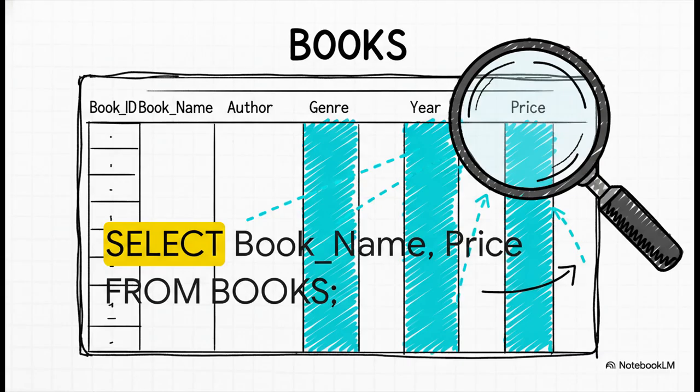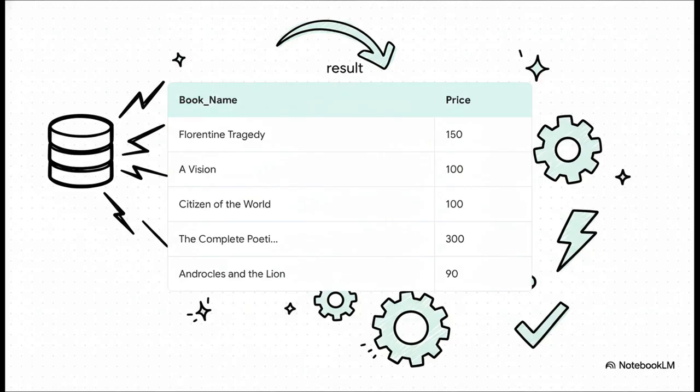It's just like walking up to the librarian and asking for only the titles and prices and nothing else. And look at that. Here is our result. The database comes back with this neat, clean table showing exactly the two columns we asked for. It's incredibly fast, super efficient, and totally precise. This is really the fundamental power of querying a database.